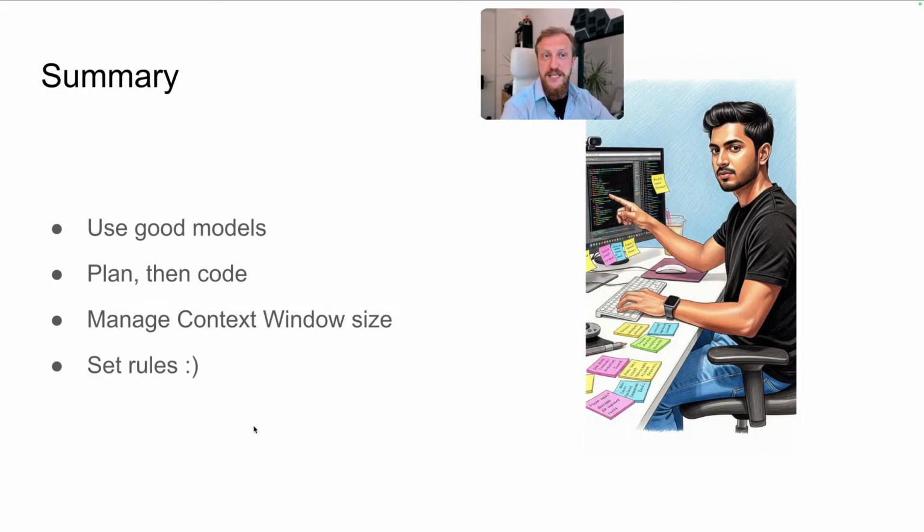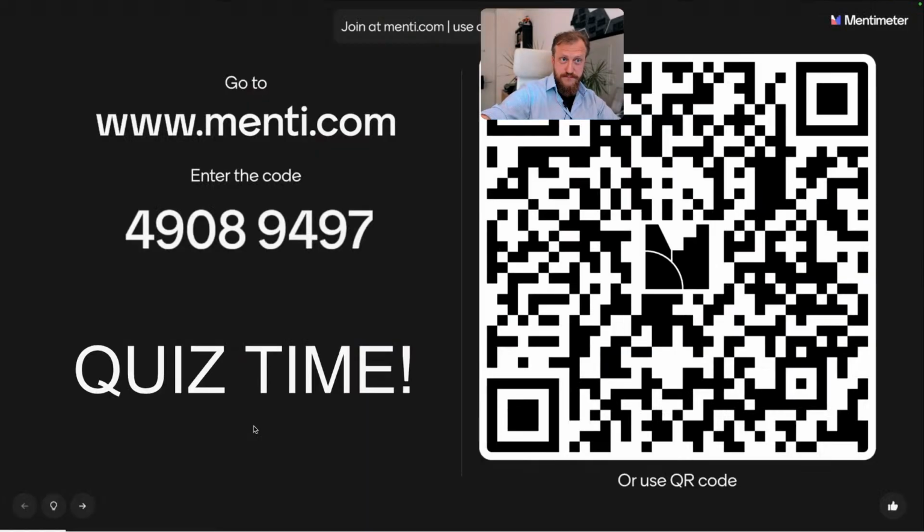So summarizing this workshop in 4 lines: use good models. What are good? That's for you to decide. Plan, then code. Manage context window size, and set rules.